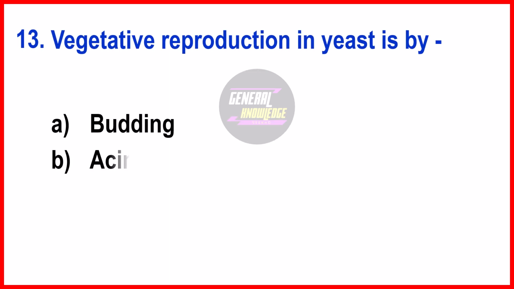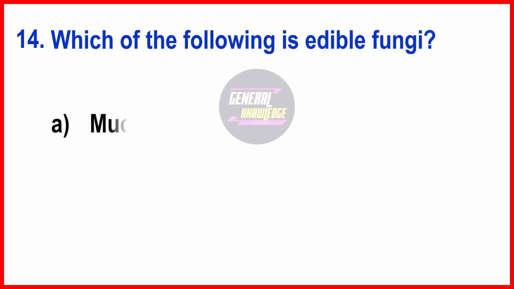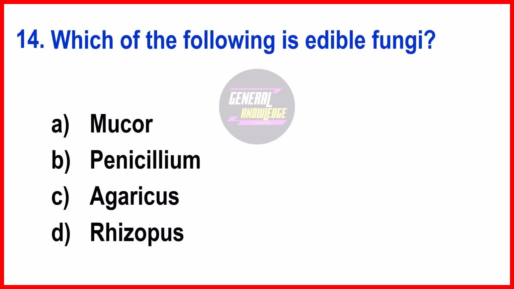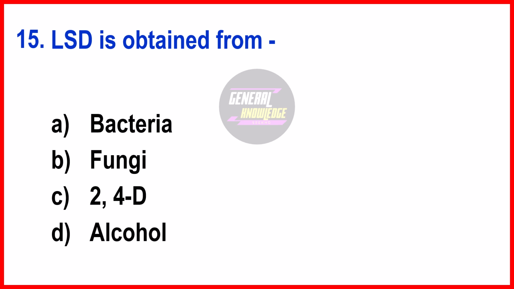Vegetative reproduction in yeast is by. The right answer is option A, budding. Which of the following is edible fungi? The right answer is option C, agaricus. LSD is obtained from. The right answer is option B, fungi.